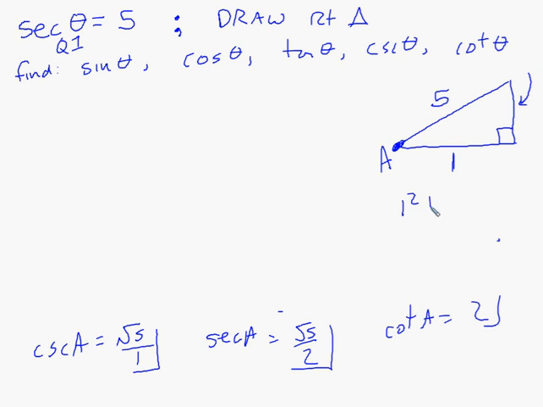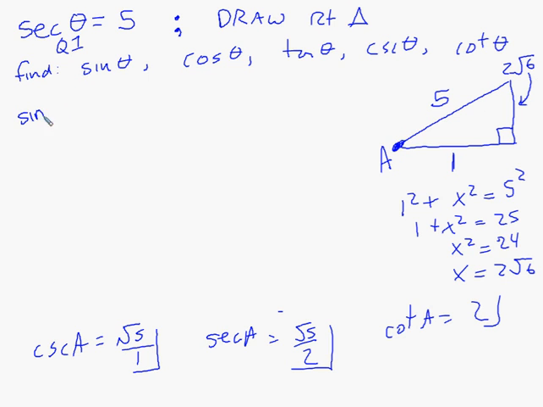Hypotenuse. So 1 squared plus this side squared equals 5 squared. So 1 plus x squared equals 25. Subtract the 1. X squared is 24, which means x, when I take the square root of this, is going to be 2 root 6. Any questions how we get 2 root 6 there? We good? Okay, so this side's 2 root 6.